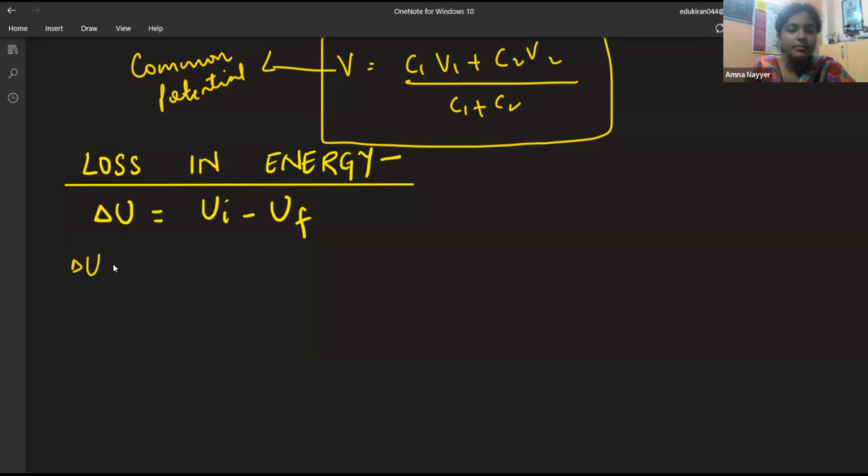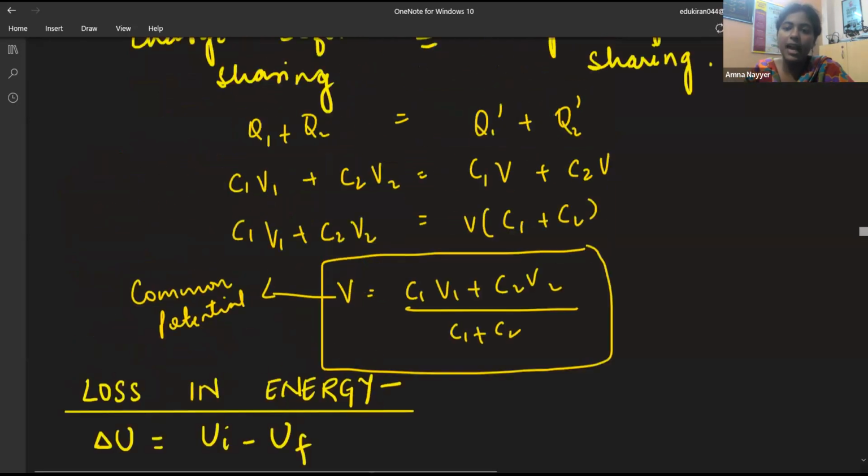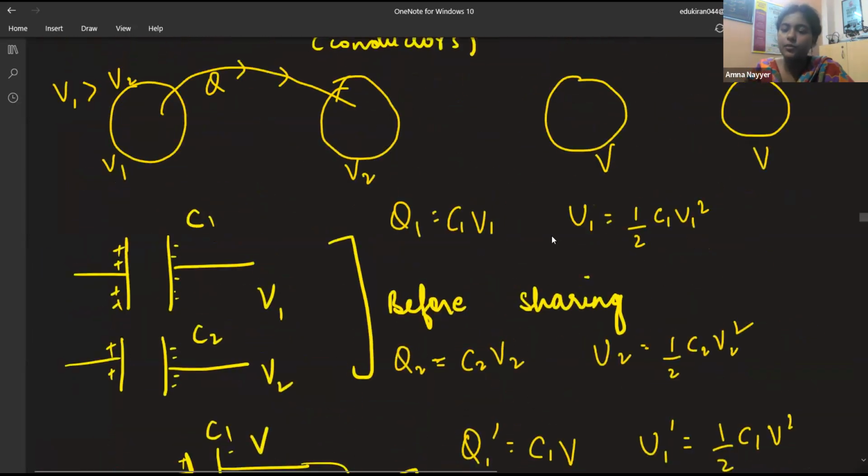So see, initial was half C1 V1 square plus half C2 V2 square. This was the total initial energy that we had. Remember, this was the first, this was the second. So U1 plus U2 is initial, that is before sharing: half C1 V1 square plus half C2 V2 square.